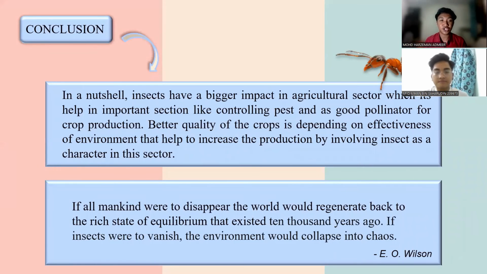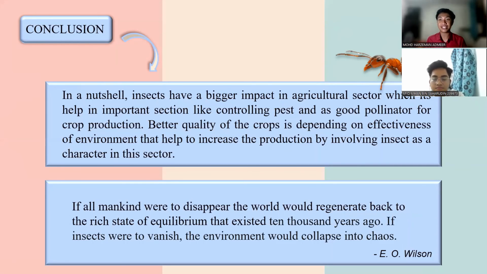All right, in a nutshell, insects have a big impact in the agricultural sector, helping in important areas like controlling pests and as good pollinators for crop production. Better quality of crops depends on an effective environment that helps increase production by involving insects as a character in this sector.